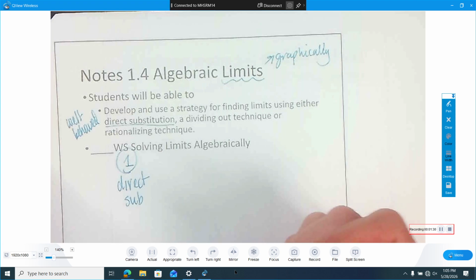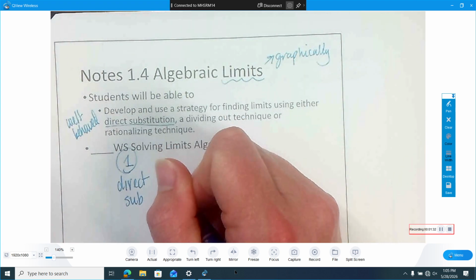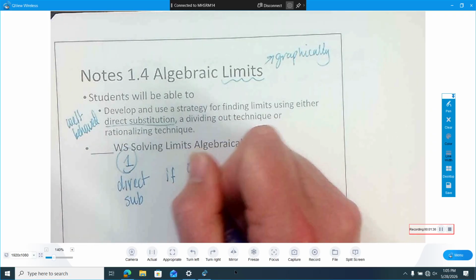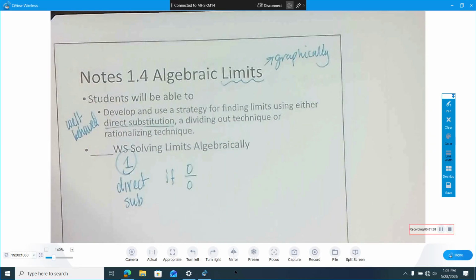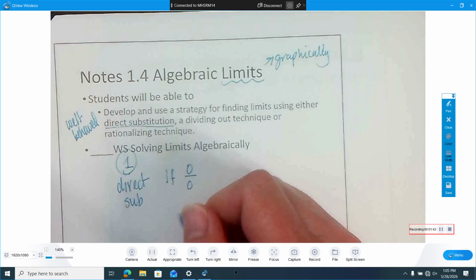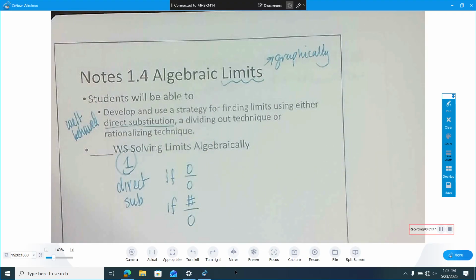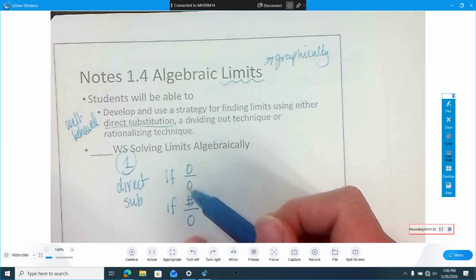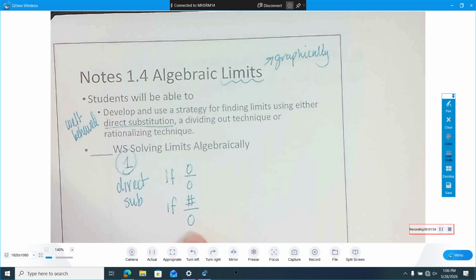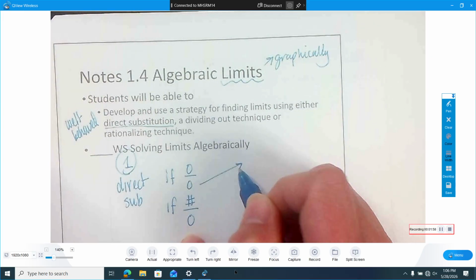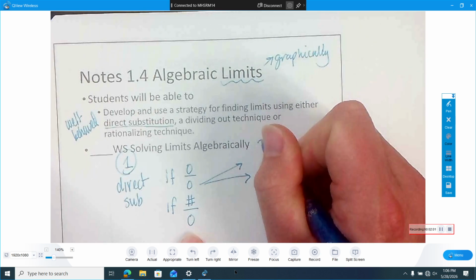But if you do direct substitution and if you get something like 0 over 0, or if you get a number and it's a 0 on the bottom, maybe there's something weird that happens. But if you get something where you have zeros underneath, we have a bunch of techniques that we might have to do instead, okay?